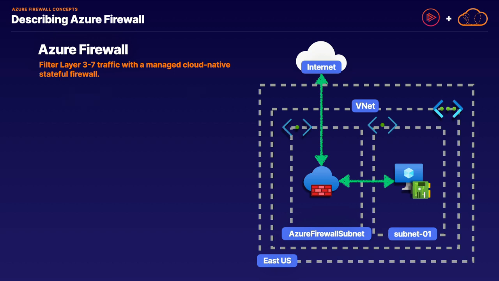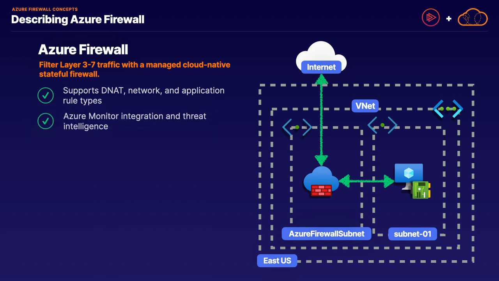With Azure Firewall, we have support for things that we're familiar with in a firewall, such as DNAT, network rules, and application rules. We also have integration with Azure Monitor, and we have threat intelligence features inside of our Azure Firewall. Being deployed in an Azure Firewall subnet provides us high availability via auto-scaling of those resources that are running in the background for this firewall. And we also have the ability to deploy our firewalls into multi-AZ deployment models.